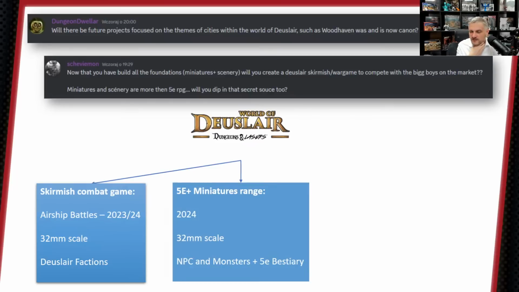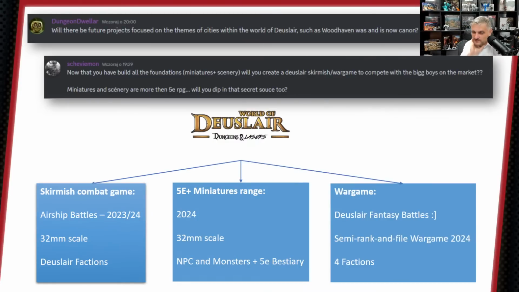Then obviously the 5e plus miniatures range. For 2024, we will expand the miniatures range for Deus and still add 5e. So probably you're going to be looking either for one more additional campaign or just the bestiary. We will see which approach we're going to take. But more likely it's going to be some NPCs and monsters plus a 5e bestiary. So that's the current idea.